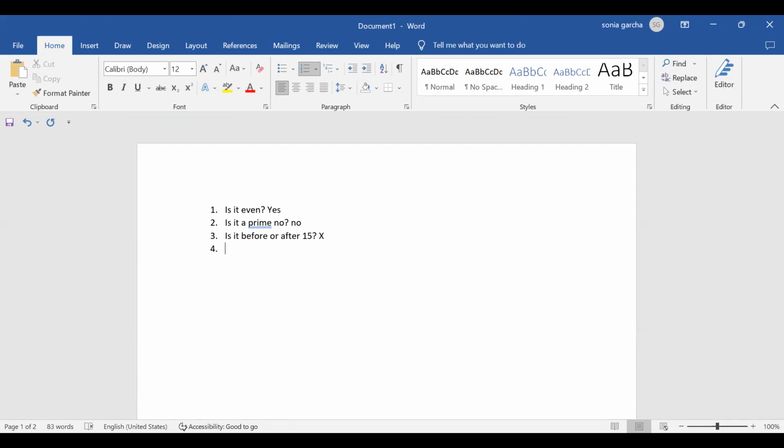Is it a perfect square? No. Is it an odd number? No. Is it a multiple of 5?